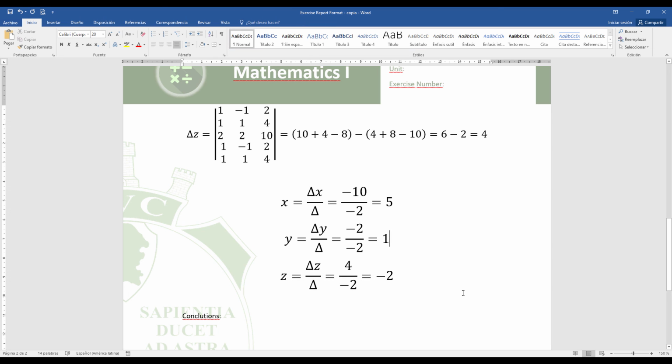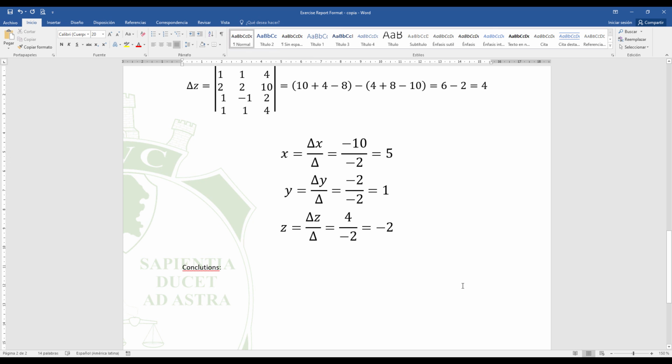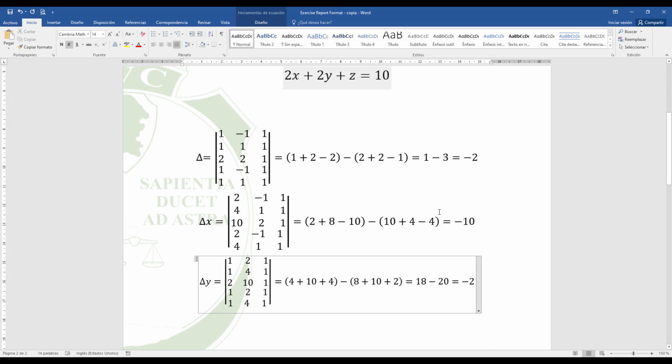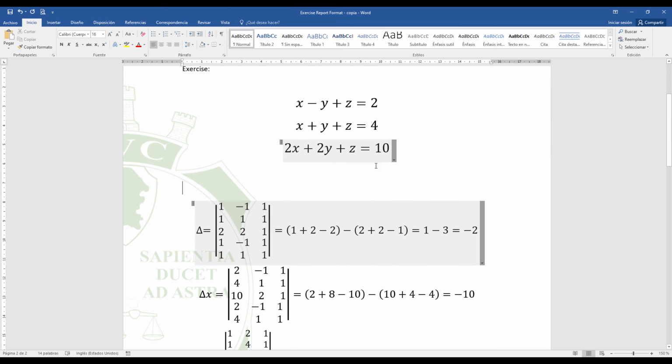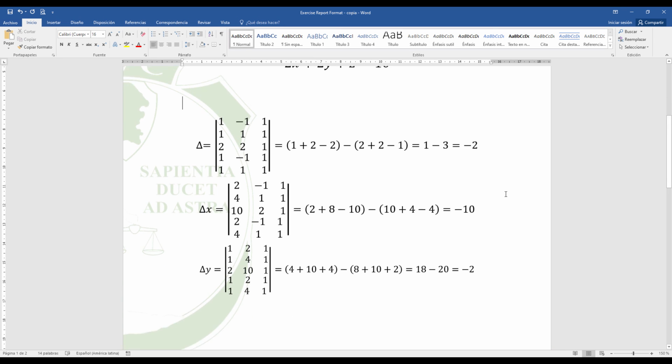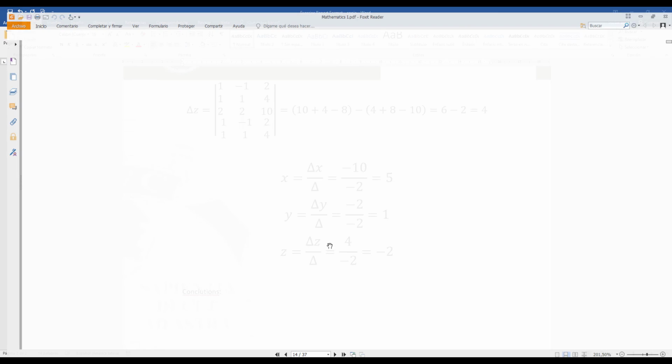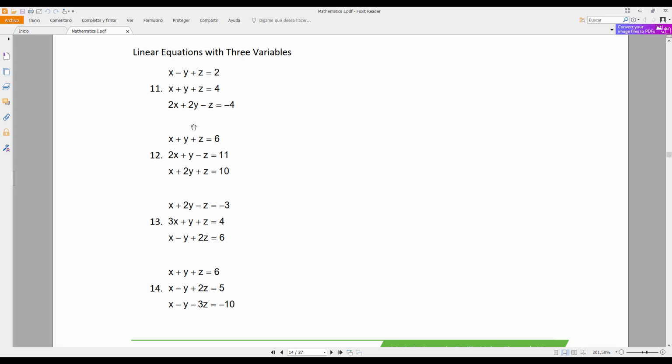This is all the steps that you need to do. Yes, it's very long, but this is the sure way to follow to find the values of x, y, and z of an equation system. So you will solve using that method the exercises of linear equations with three variables, from 11 to 15.